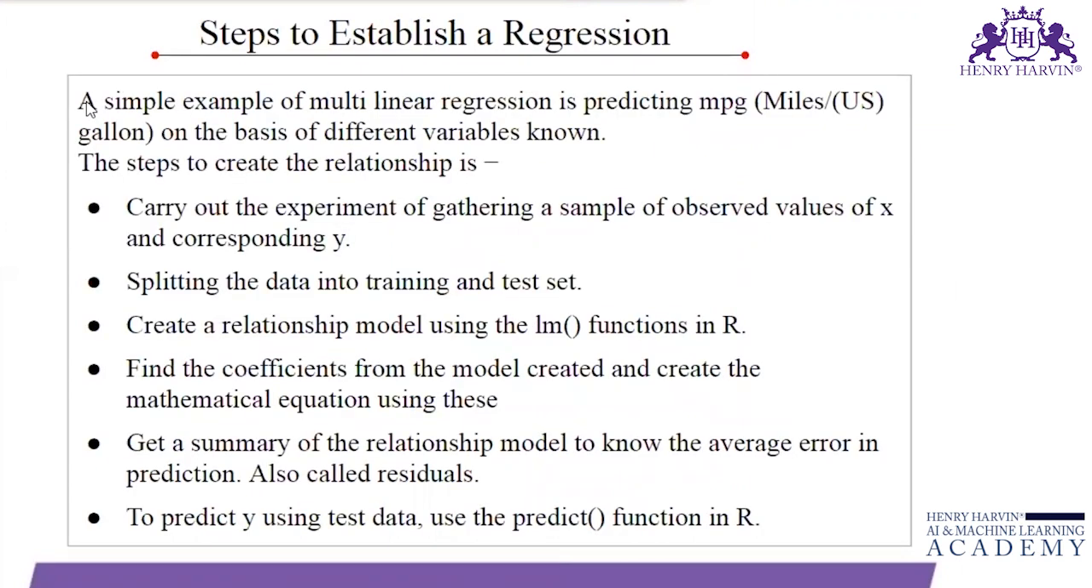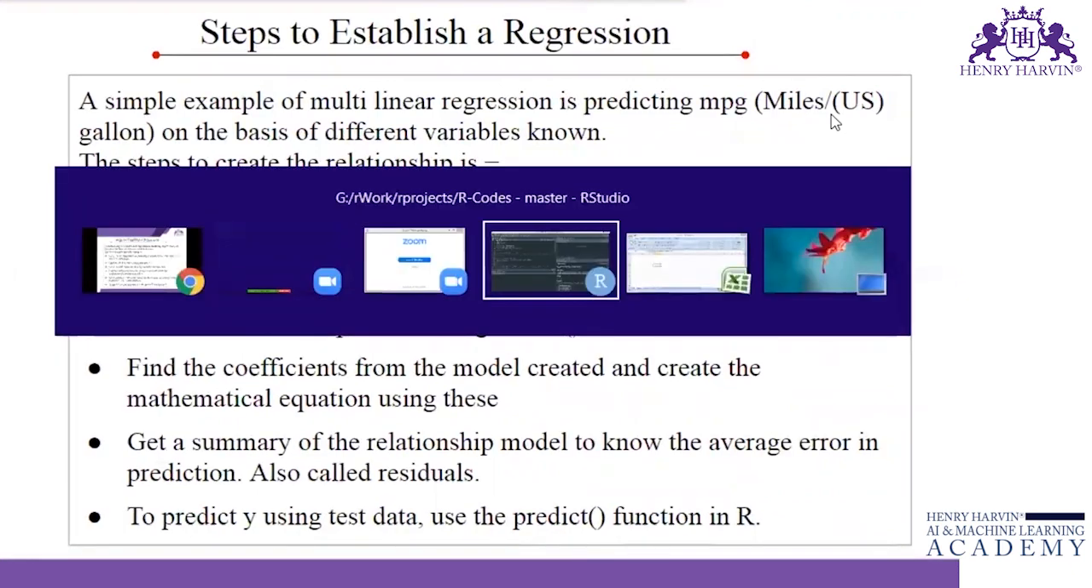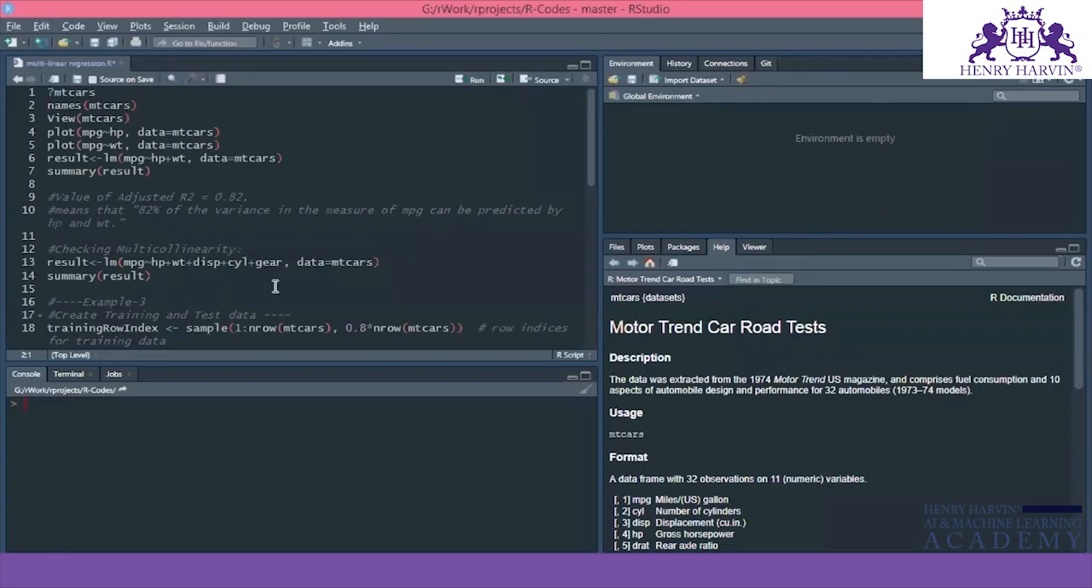So when we establish a regression model where there are multiple independent factors, we are taking a very simple example to show how we can build a regression model in R with the inbuilt data set, that is mtcars, where we will predict the value of MPG, that is miles per gallon, on the basis of different independent variables. So let's go to R and predict the values of MPG.